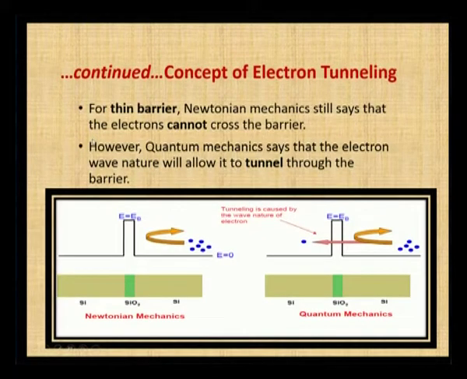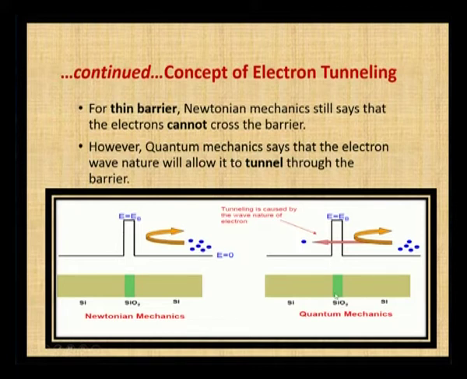For a thin barrier, what happens? For a thin barrier, Newtonian mechanics still says that electrons cannot cross the barrier. Even for the thin barrier, look at this, we can observe from the figure. Newtonian mechanics says that for a thin barrier also the electron can't cross the barrier. If E is equal to EB also, it can't.